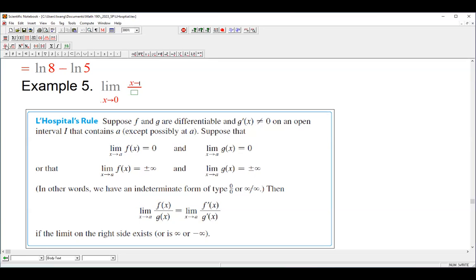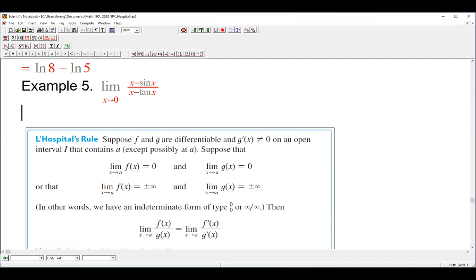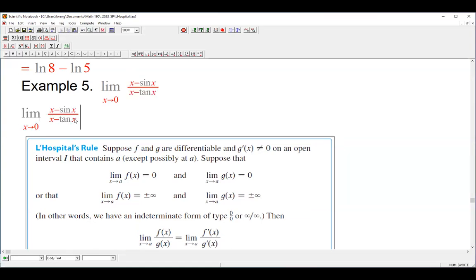We have the limit of x subtracting sine x over x subtracting tangent x. When x is approaching 0, the numerator approaching 0, denominator approaching 0, right? And L'Hopital rule does apply. Okay, but when we take the derivative of these functions, we will get the following.